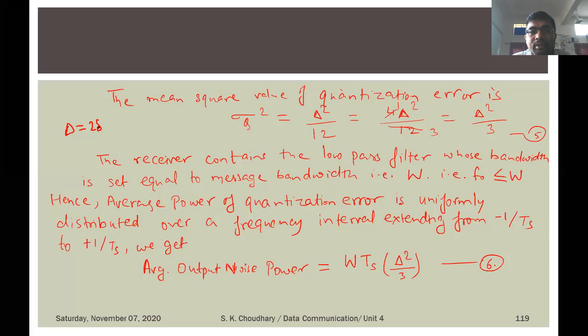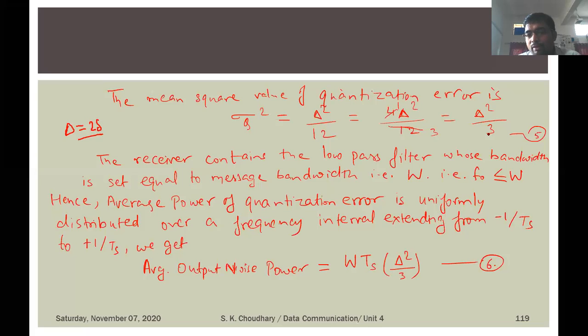They have also used these terms as well, 2 delta. So you can arbitrarily assume this, but you have to mention it in the answer. I have not assumed like that. I have just considered that delta is here twice delta because we are talking about delta modulation. So 2 delta whole square is 4 delta square upon 12, that is delta square upon 3. This is the mean square value of the quantization error.